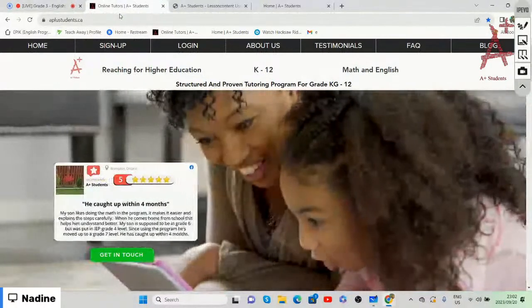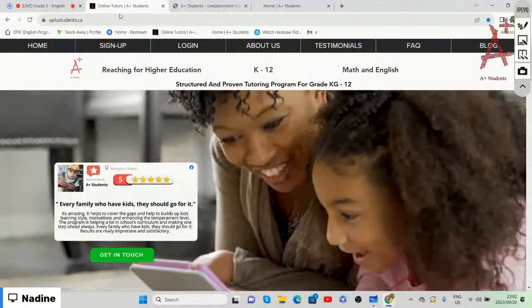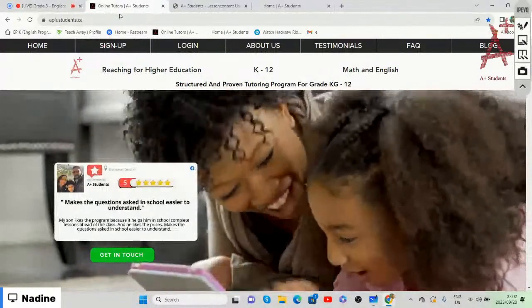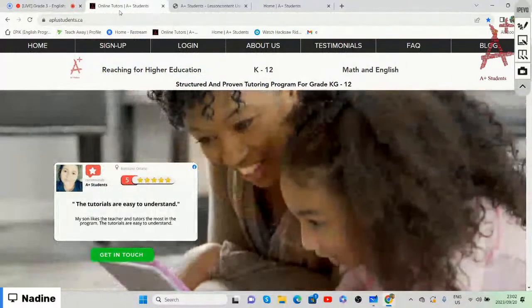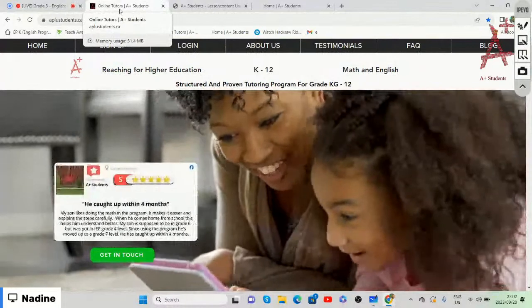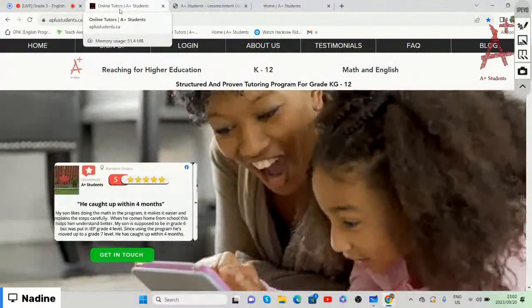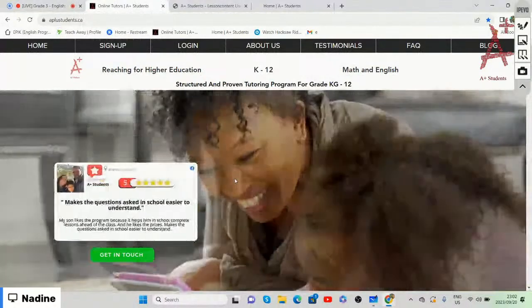So, for today, we will be doing our grade 3 English lesson on subject and predicate. So, we'll be doing our grade 3 lesson on subject and predicate.